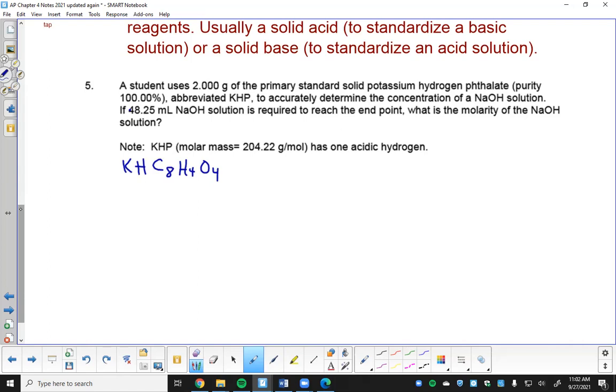The acid nature of this one's kind of disguised. When it dissolves, it gives off a potassium, but it produces hydrogens. This is the phthalate, this stays behind. And this is the potassium hydrogen part that gets dissolved into water. So that's the one acidic hydrogen out there in front that's produced. It reacts with sodium hydroxide.